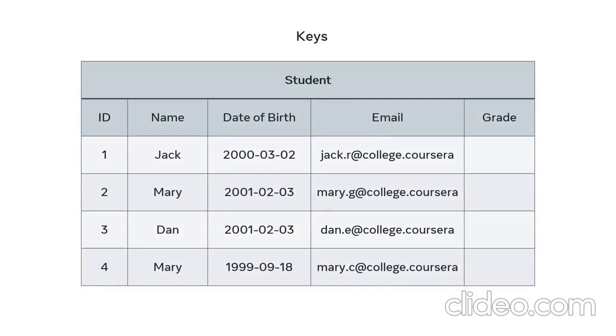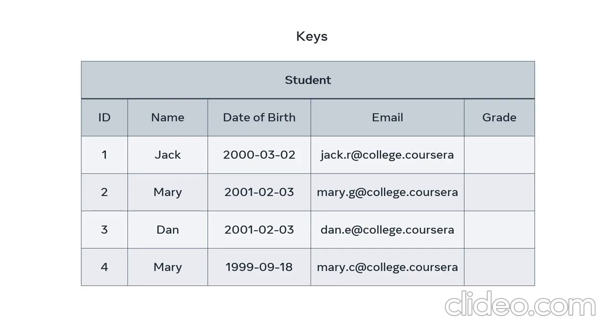Let's take an example of a student table with 5 attributes: ID, name, date of birth, email, and grade. How could we identify a specific student to enter their grade? Like the student Mary on row 2. All you need to do is find the unique ID of Mary to identify a record of her data. However, in this example, you can't use the student name column because there are 2 students in the table called Mary, and you can't use the date of birth either because another student in the table called Dan has the same birthday. Neither of these records are unique to Mary, so what's the best approach?